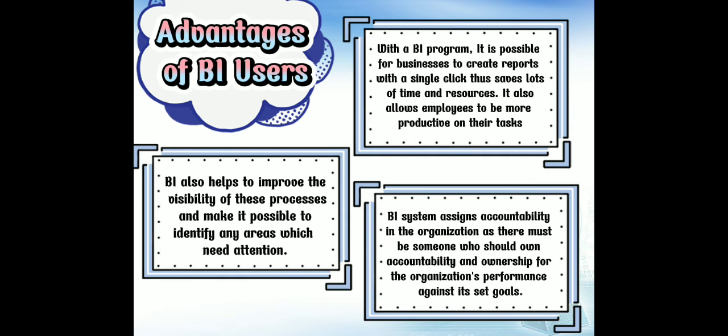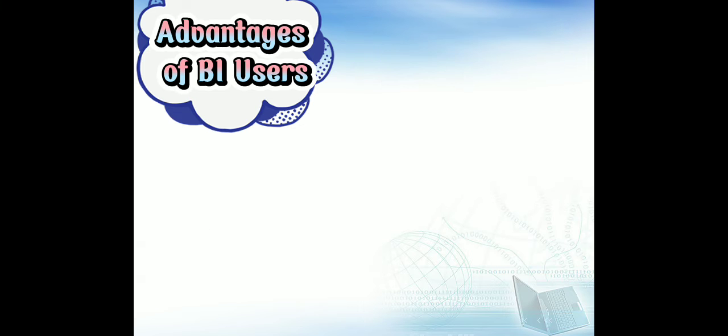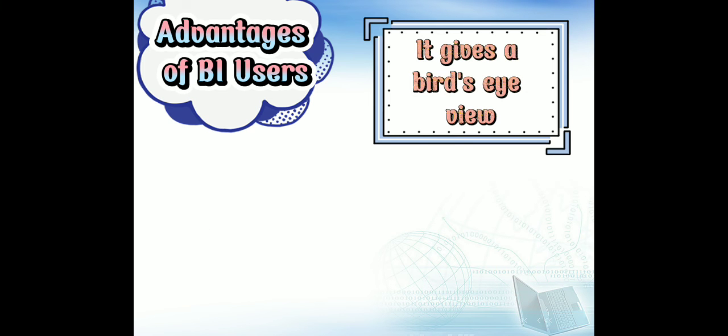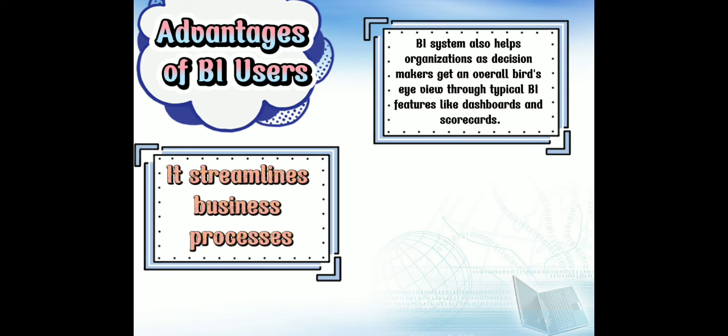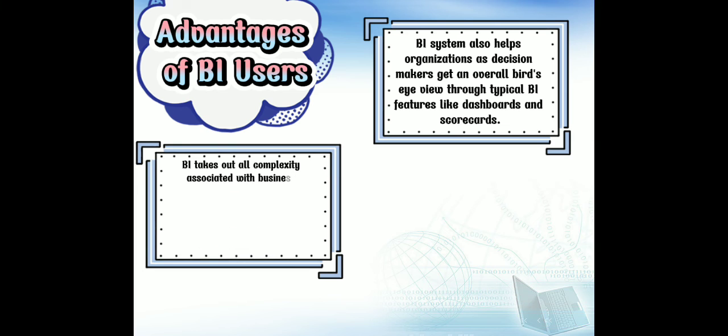Fixed accountability. A BI system assigns accountability in the organization, as there must be someone who owns accountability and ownership for the organization's performance against its set goals. It gives a bird's eye view. A BI system also helps organizations as decision makers get an overall bird's eye view through typical BI features like dashboards and scoreboards.